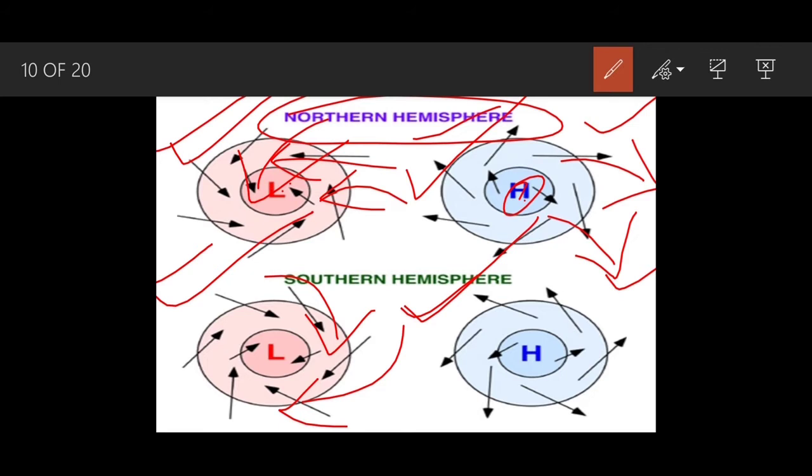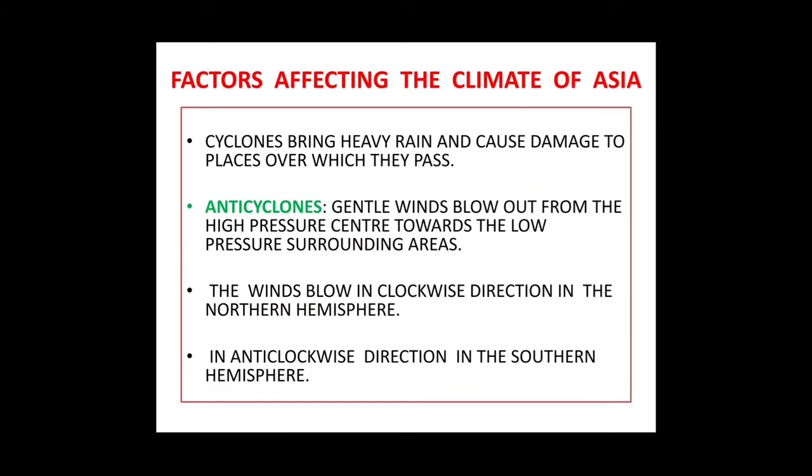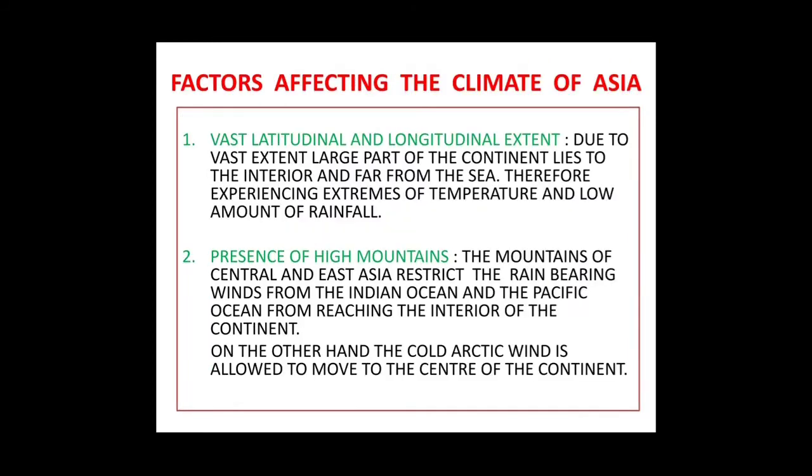Whereas anticyclones, on the other hand, are associated with fair weather, clear sky, slowly moving wind, and they do not cause any loss of life and property. So these are the differences between cyclone and anticyclone, and how they affect the climate of Asia. I have written this slide on anticyclones, and I have already explained. Now we'll learn about the influence of the high mountains, that is how the mountains influence the climate of Asia.